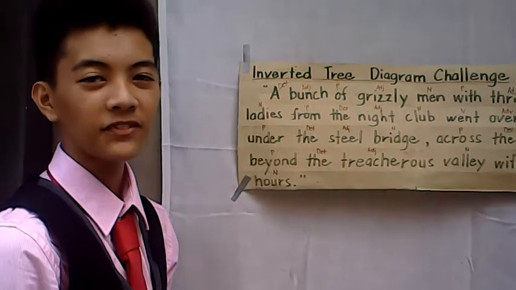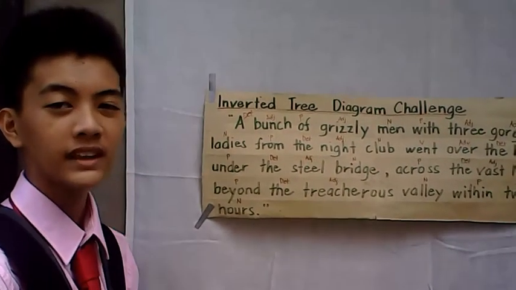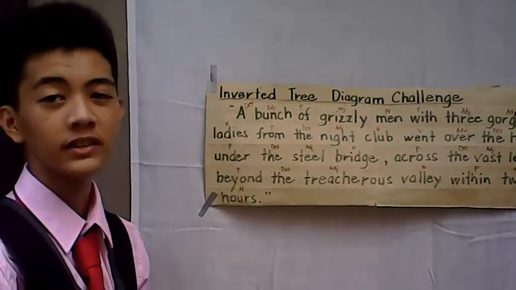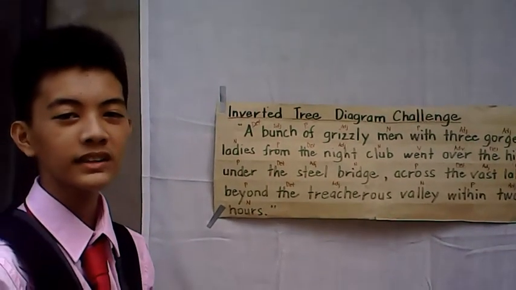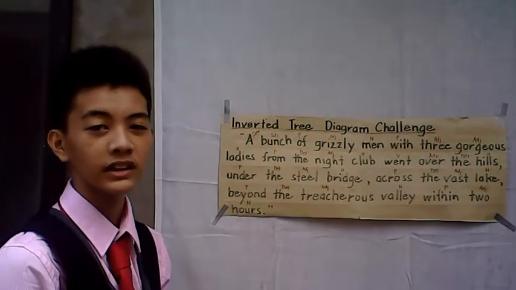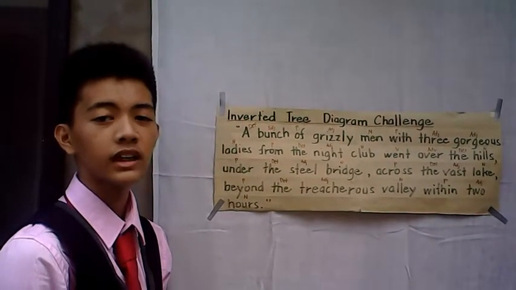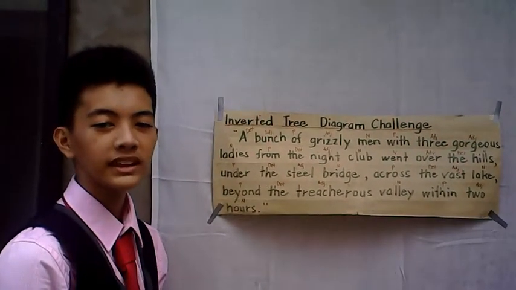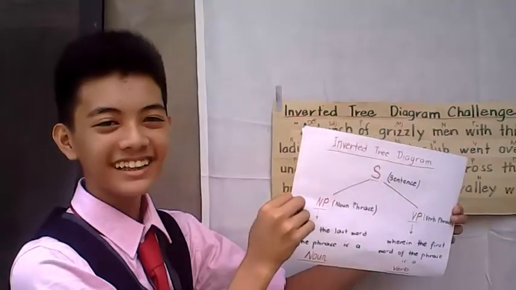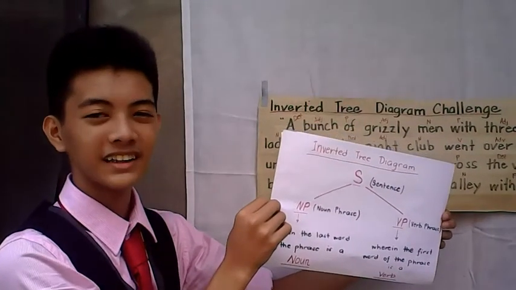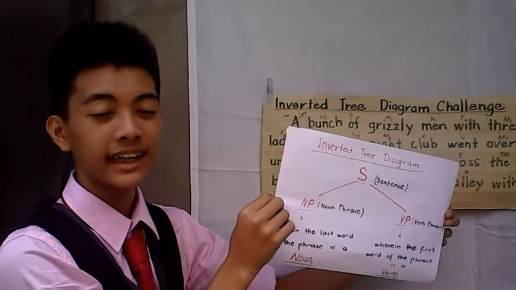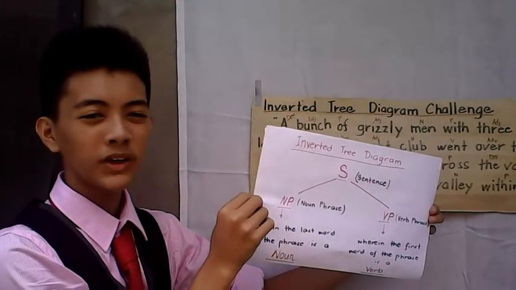We already did the first step in doing the inverted tree diagram, the identification of the words. After that, the second step is to know how to place the words on the tree. To answer this, we need first to know what an inverted tree diagram is. Here, I have a short discussion on what it is. Here, we have the inverted tree diagram. It is composed of its own sentence and its two main branches.